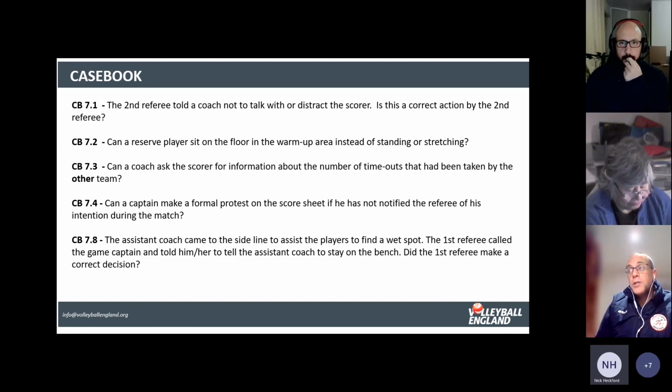Coach, you can only talk to the scorer if the information is not on the scoreboard, or if you need information through your game captain, please, to the first referee, and then we'll resolve it. Okay, but just make sure that they are aware.